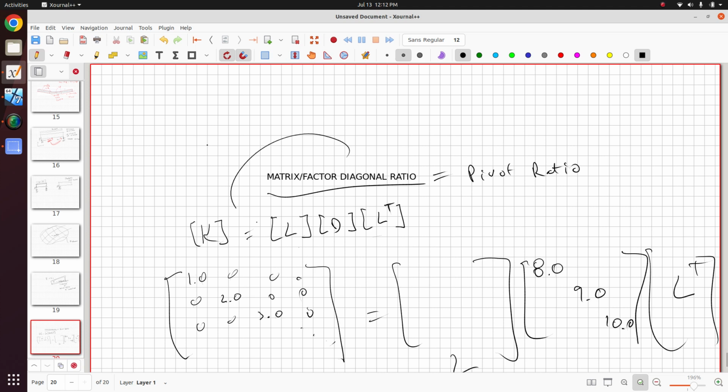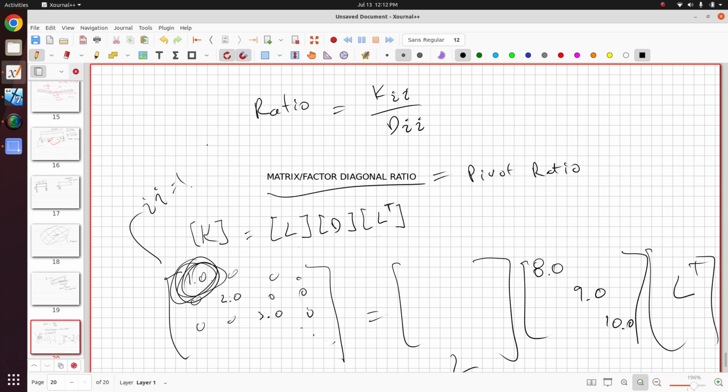So this expression, I'll call it ratio for now, is equal to KII over DII. The i's are the rows and the columns, and we're only focused on the diagonals. As an example, take this first term. This is going to be I equals 1, 1, so row 1, column 1. In this case, it's going to be equal to 1.0. If you look at the D matrix, it's 8. So we're going to divide it by 8.